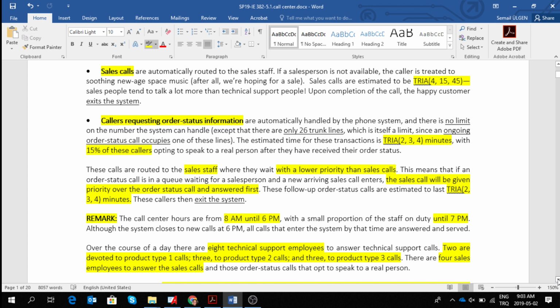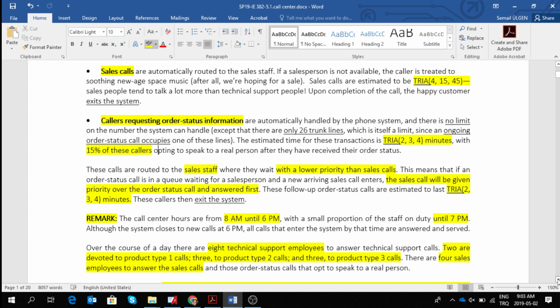Callers can also call for the order status of their orders done long before. This is automatically handled by the phone system. There is no limit on the number the system can handle. However, there is a limitation from the 26 trunk lines, so you can consider this as a limit.